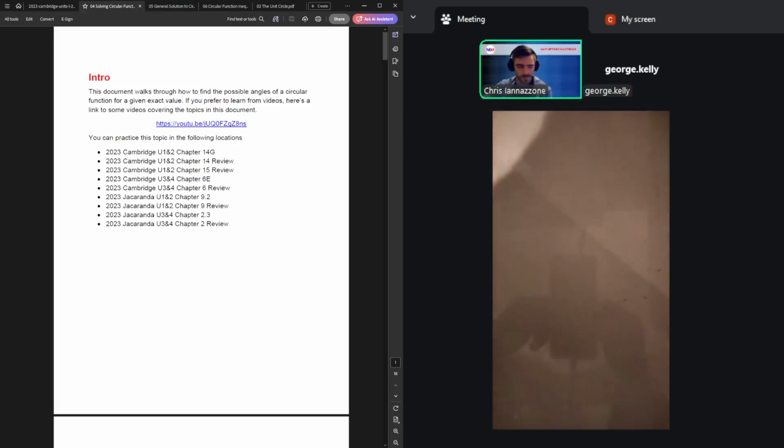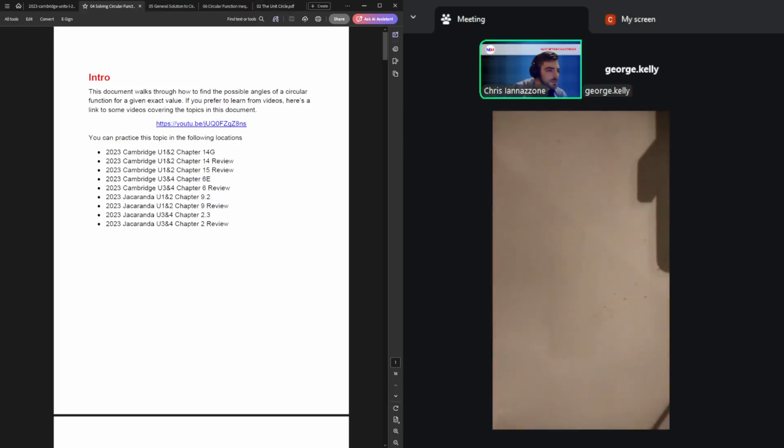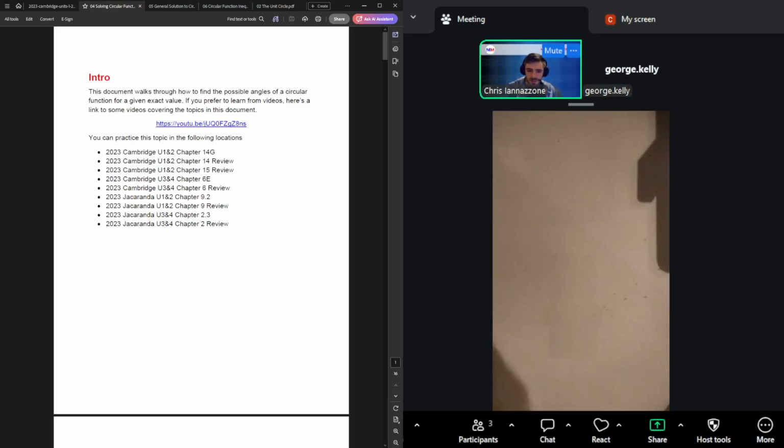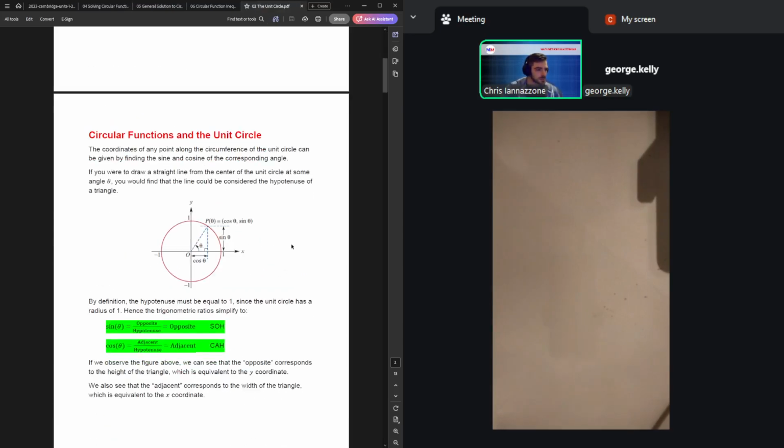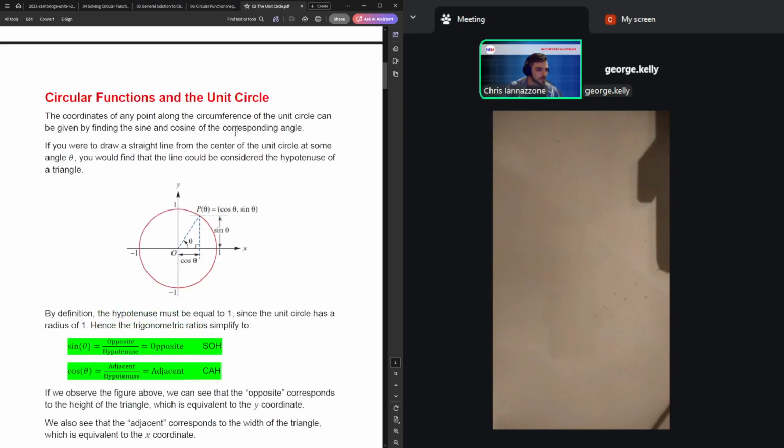Let's give this a go. As I mentioned earlier, we have been, at least last week, starting the circular functions area of study. Since it's just us for now, other people will join, but for now, let's get you up to date on more or less where we're up to.